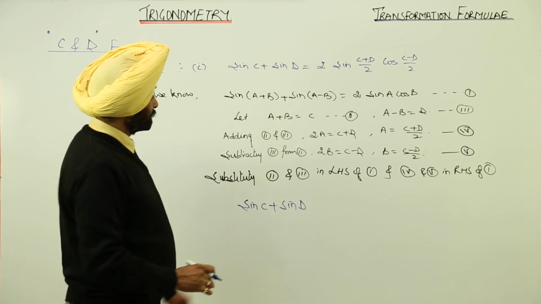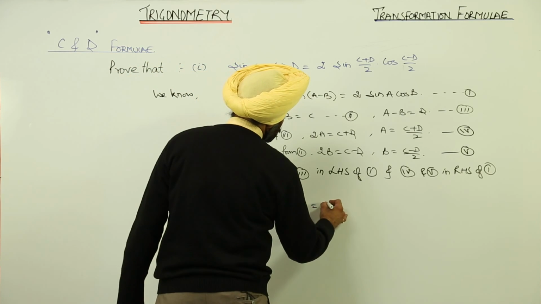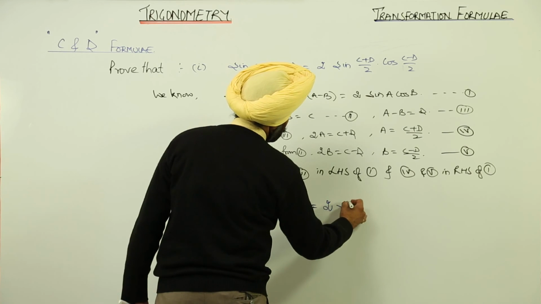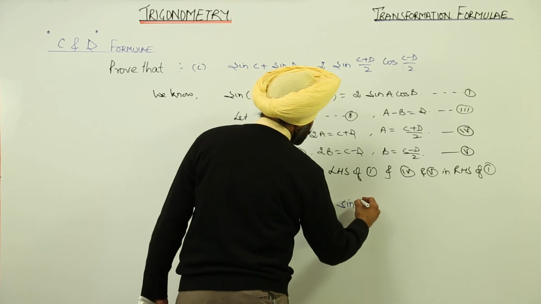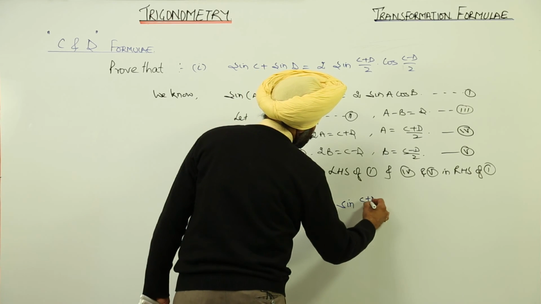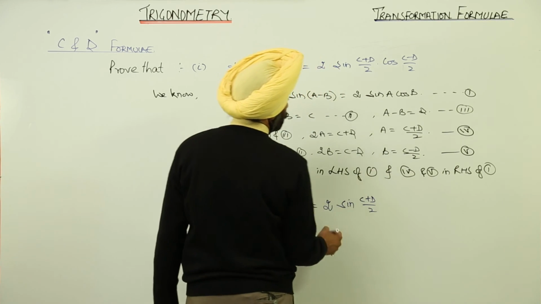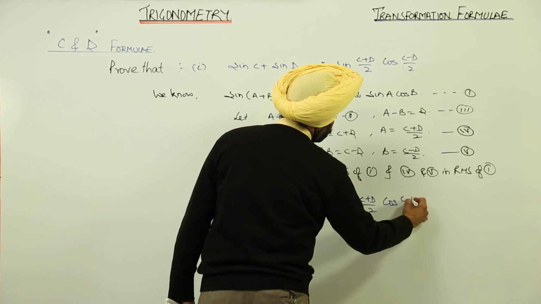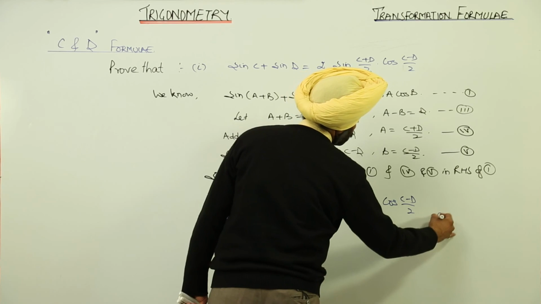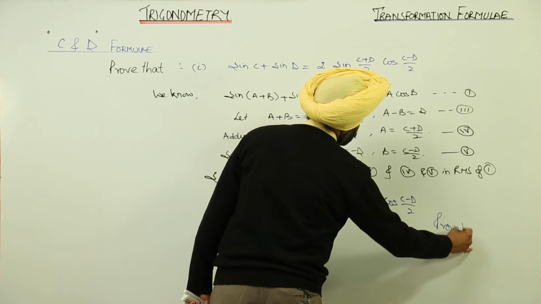So sin C plus sin D is equal to twice of sin. Now from fourth part, A is what? C plus D upon 2, C plus D upon 2, and B is cos C minus D upon 2. Proved.